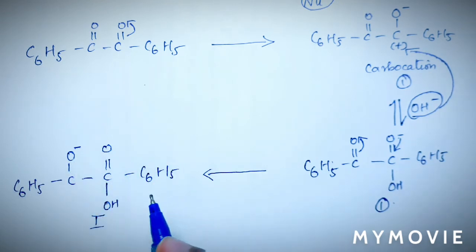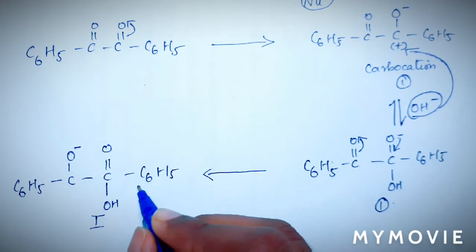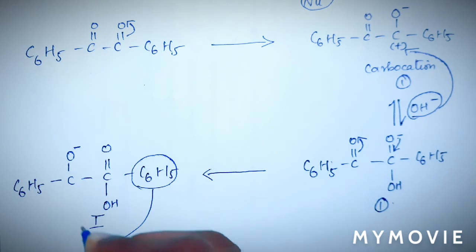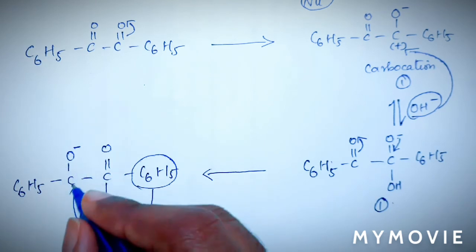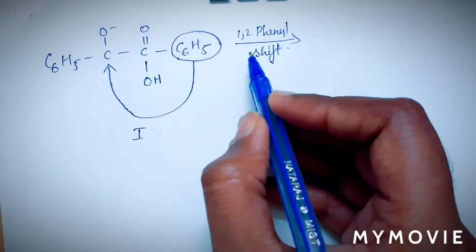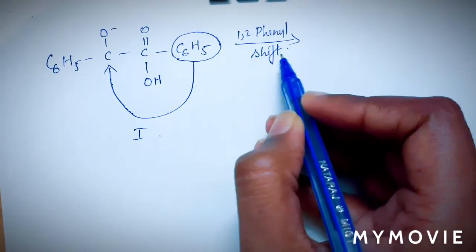Like we saw in the previous rearrangement reaction where I was shifting the methyl group from one carbon atom to the other carbon atom, right? If you remember, you'll be able to understand this. So here I'm going to shift the phenyl group towards this carbon atom just to make this oxygen stable. This shift is called a 1,2 phenyl shift.